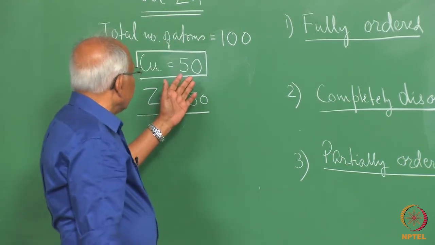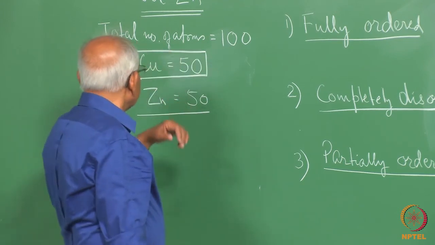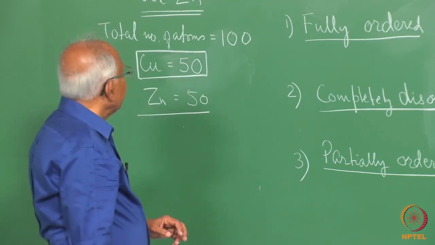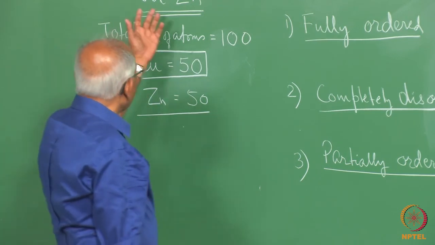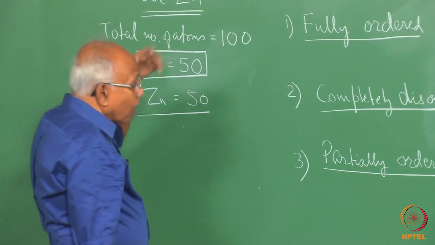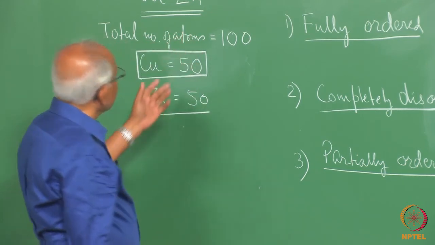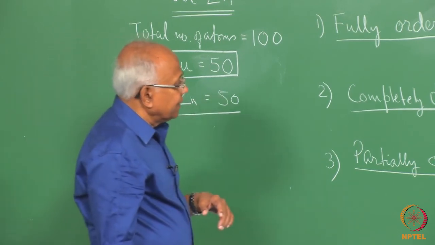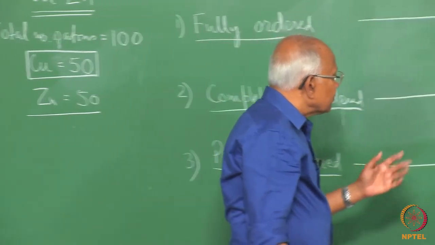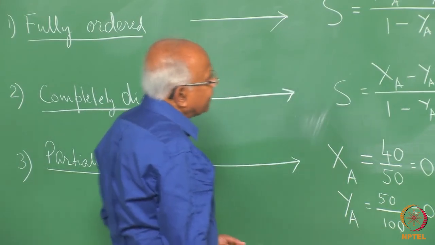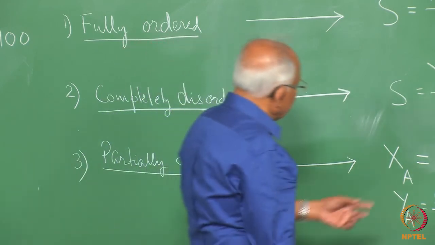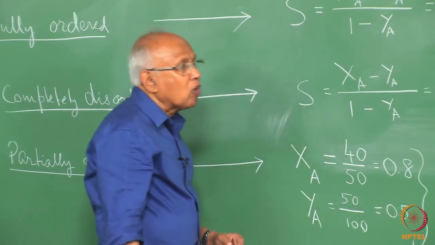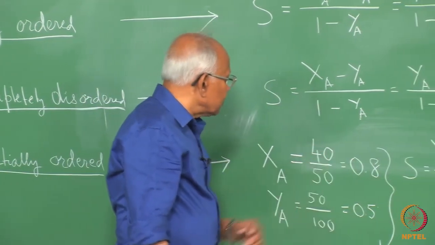So, we see that in the particular case we considered here, of a copper zinc alloy where the total number of atoms is 100, copper atoms are 50, zinc atoms are 50, and only 40 of these copper atoms occupy the corner sites. If it were fully ordered, all 50 copper atoms would have occupied corner sites only, but we have a situation where the material is not fully ordered. So, how do we determine the long range order parameter value? Now, in this case, x a, the fraction of A sites occupied actually by A atoms, will be 40 by 50, because 50 is the total number of copper atoms, out of which only 40 are occupying the right places. So, that will be equal to 0.8.